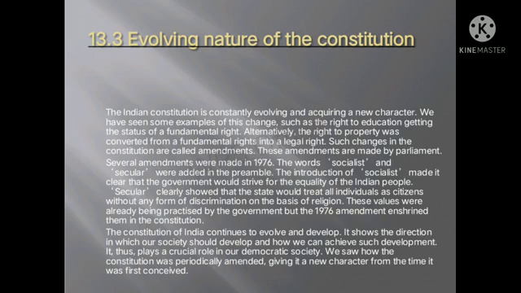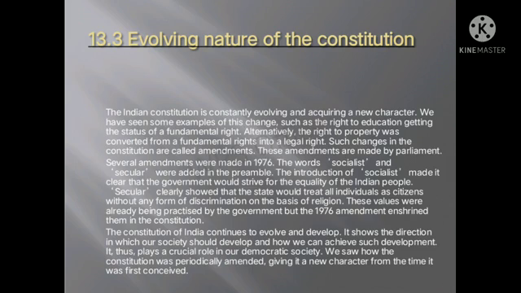So, this is the last topic of this part, the evolving nature of the Constitution. The Indian Constitution is constantly evolving and acquiring a new character. We have seen some examples of this change, such as the right to education getting the status of a fundamental right. Alternatively, the right to property was converted from a fundamental right into a legal right. Such changes in the Constitution are called amendments. These amendments are made by the Parliament.